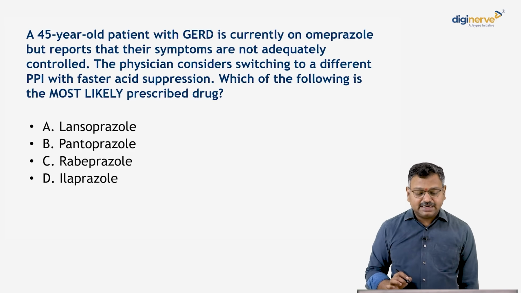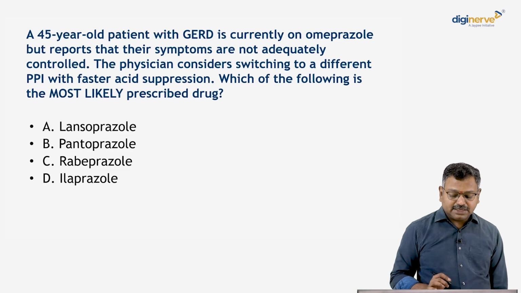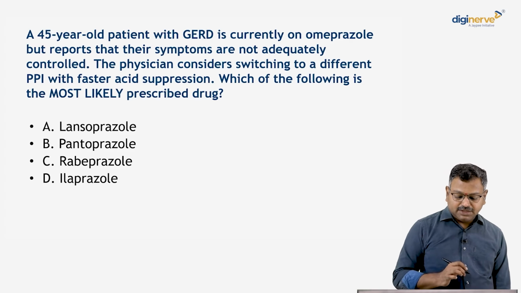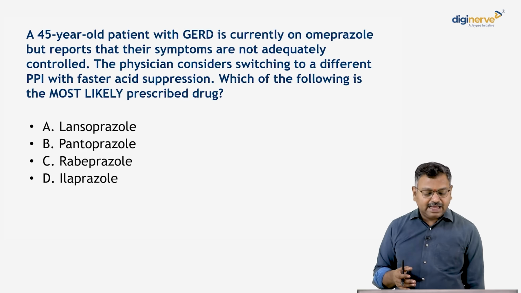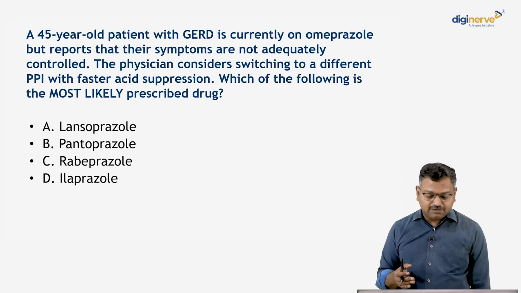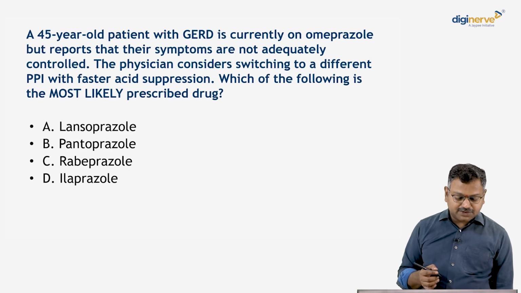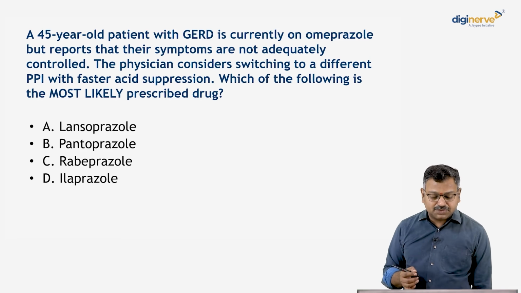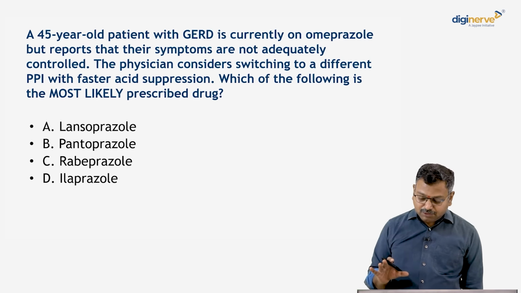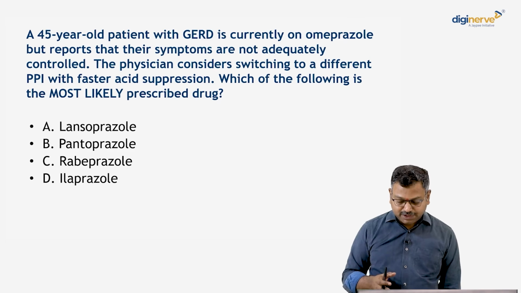A 45-year-old with GERD, currently on omeprazole, reports that the symptoms are not adequately controlled. The physician considers switching to a different PPI for acid suppression. What can we use? The patient is already on omeprazole. So lansoprazole, pantoprazole, rabeprazole or ilaprazole. Which of them would be better in this patient?